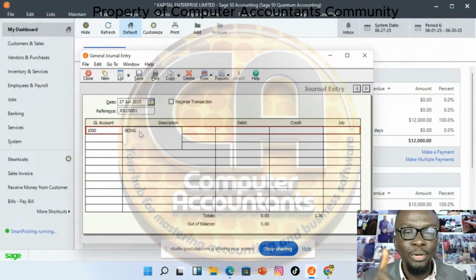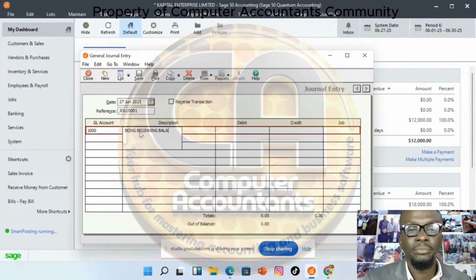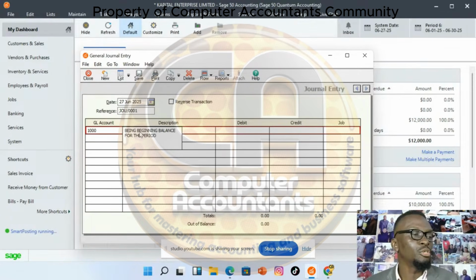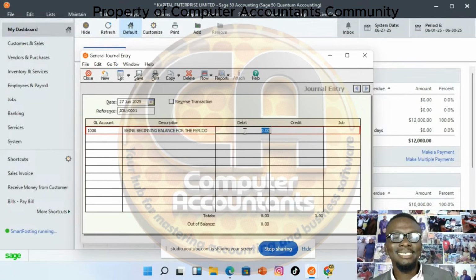Very important. We are storytellers. Beginning balance for the period. Okay, so here we have it. Narration is very important in accounting. It's very, very important. Then cash at hand is an asset, is a debit balance.